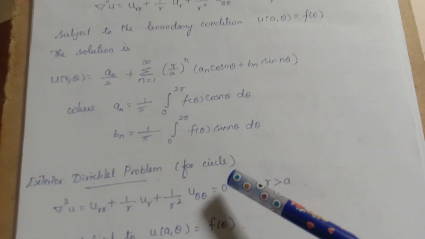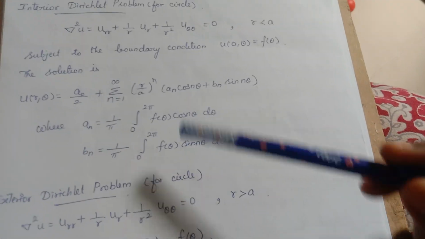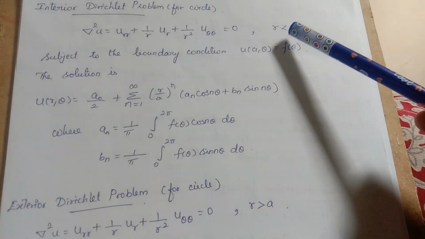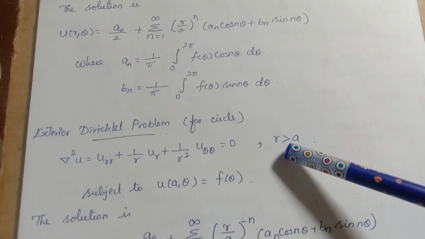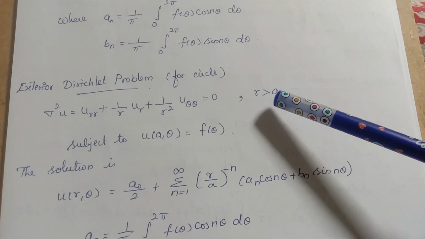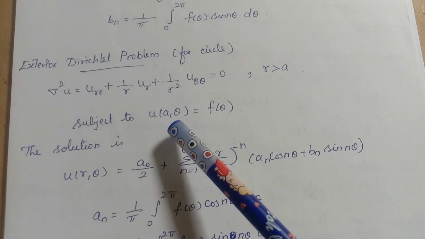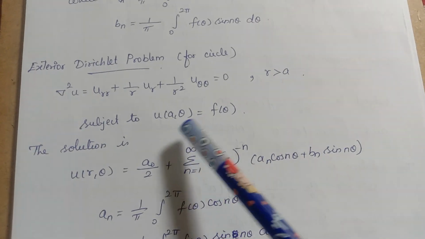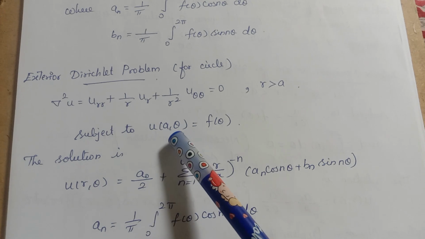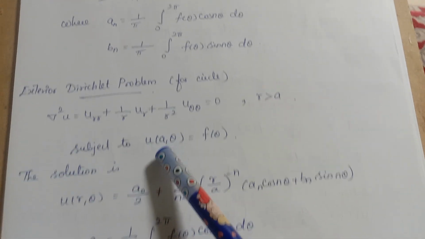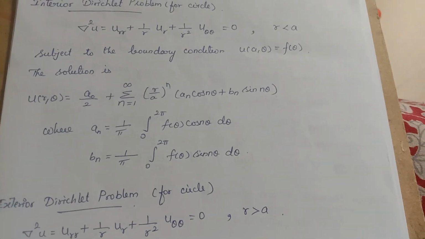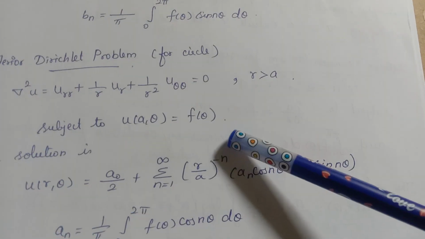Okay, exterior Dirichlet problem, the same thing. There is no difference between interior and exterior. Here you put ∇²u = 0 within the circle. Here you put outside the circle. So r less than a means interior of the circle, r greater than a means outside the circle, subject to u(a, θ) = f(θ). This is a boundary condition. u(a, θ) means when r = a, it denotes the boundary of the circle, no. On the boundary of the circle, u(a, θ) = f(θ). The same condition we have taken here also.